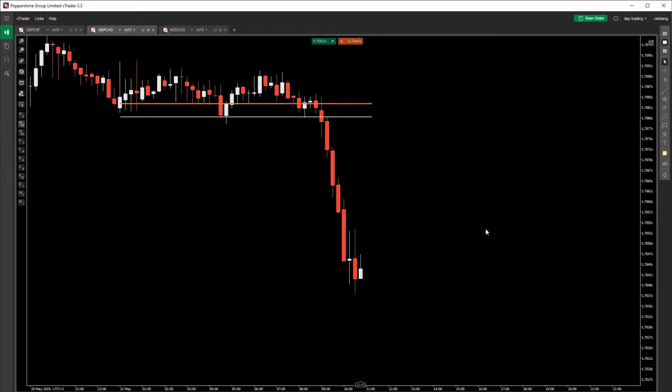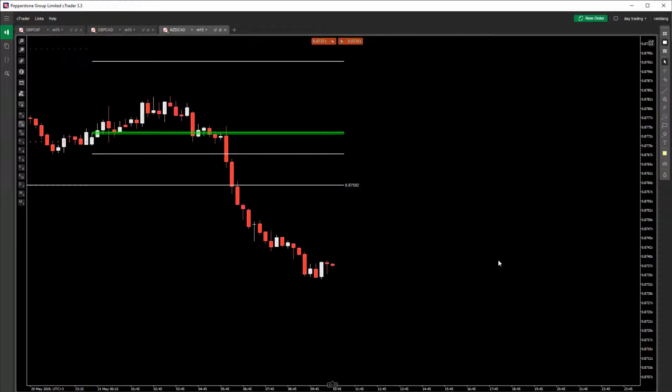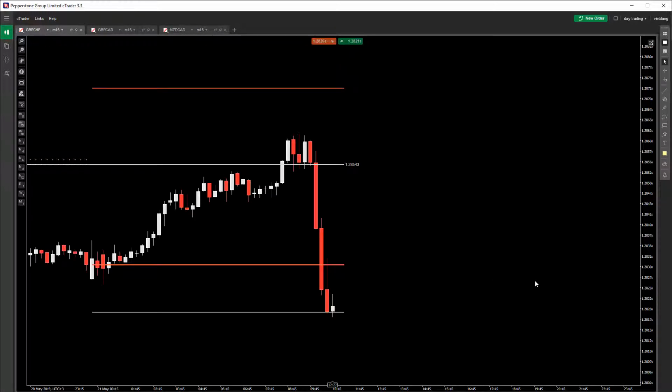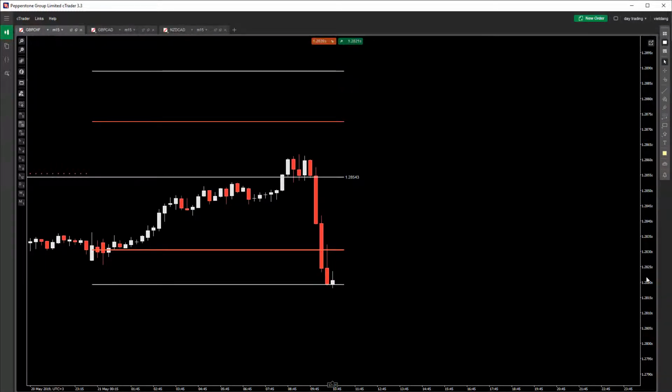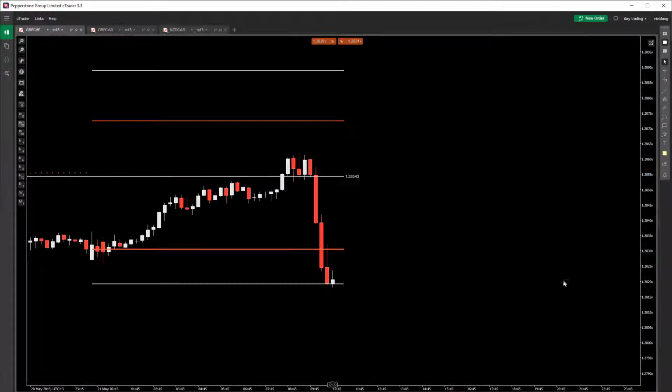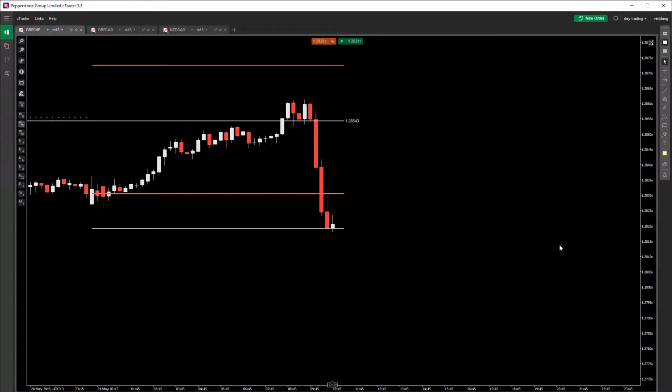British pound CAD, nothing much has happened since the last 45 minutes. New Zealand CAD as well, just really going nowhere. So the interest at the moment has shifted back to this pair here, and we'll see if this would allow me to take a short trade later on in the day. So we'll come back to that later.